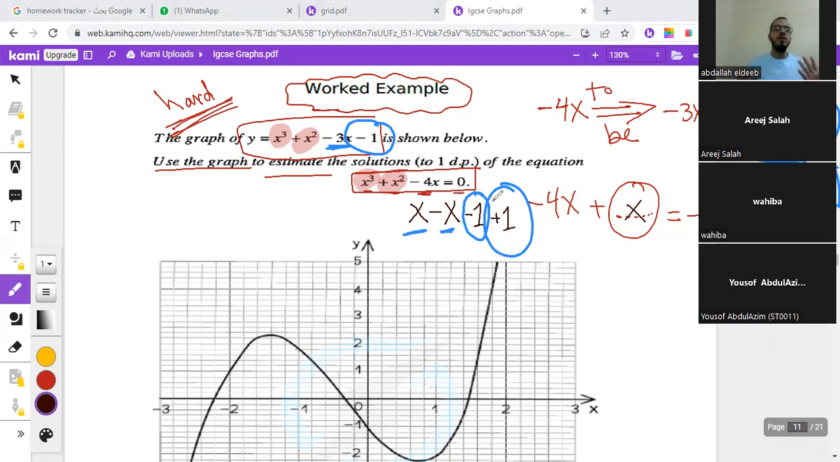I know this kind of question is hard, and why is it hard? Because sometimes you have to add x. In another question, you have to add 2x, and so on. Okay. So it will be like this.